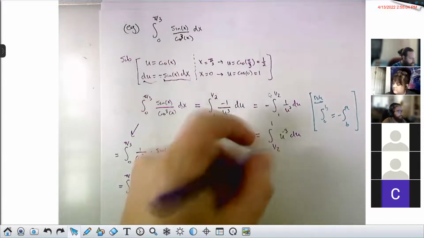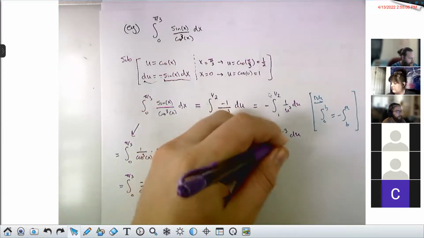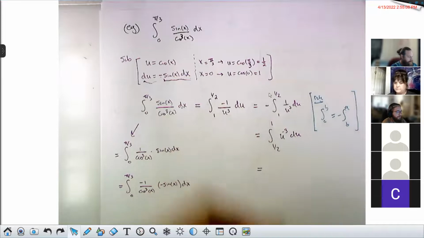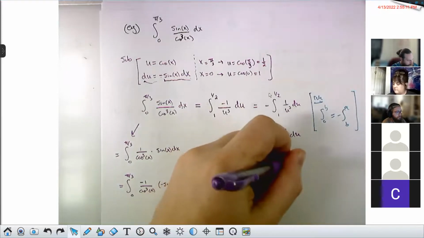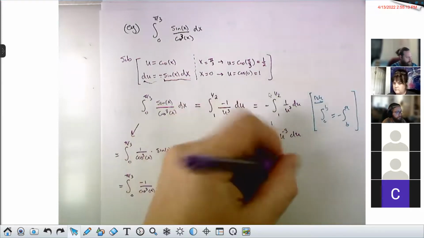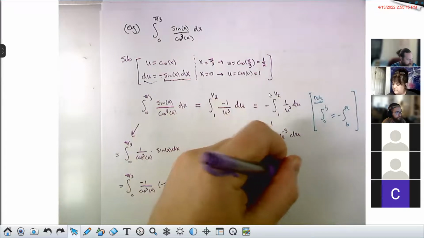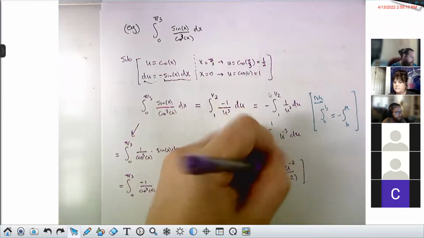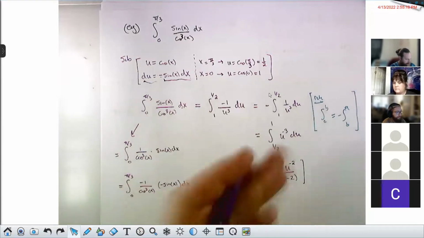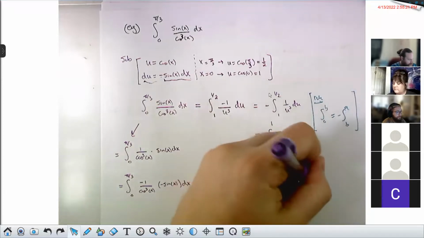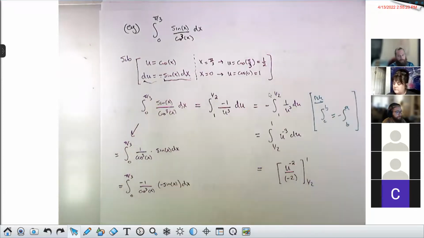From here, life is gravy. I can integrate u to the -3 using my power rule. So that would become u to the -3 plus 1 is -2 divided by -2. No plus c because it's a definite integral. Evaluate from 1/2 to 1. No need to go back to the original variable because I changed my bounds like a good math student.